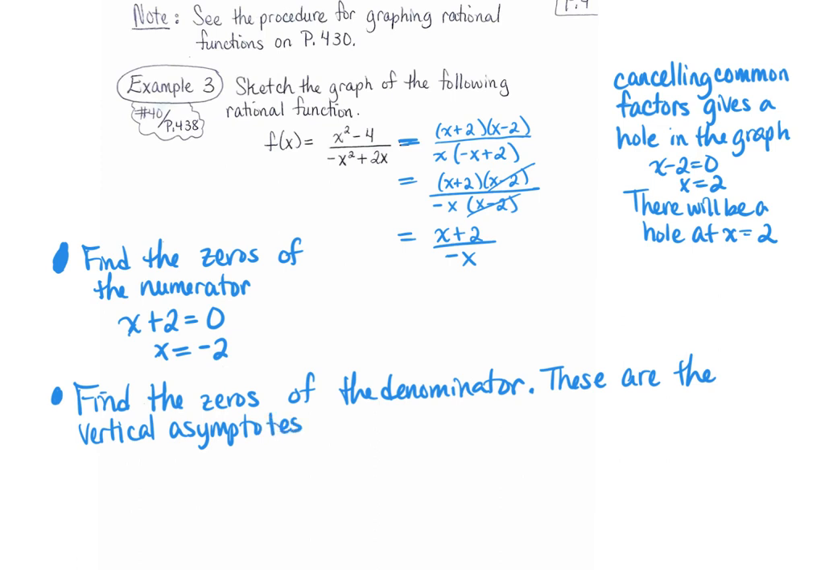So what do we have to do with our denominator? Good. Set it equal to 0. So you have negative x equals 0, which means x equals 0. X equals 0 is the vertical asymptote. You got it.